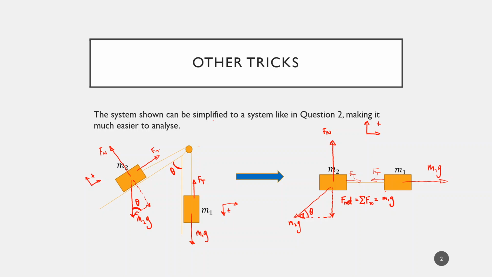What other horizontal forces have we got? Oh, we've got this horizontal component of the original gravity acting on M2, and we know that that is going to be M2G cos theta. So that we're going to subtract that in our net force equation. And that's really the only horizontal forces we've got acting on our objects.